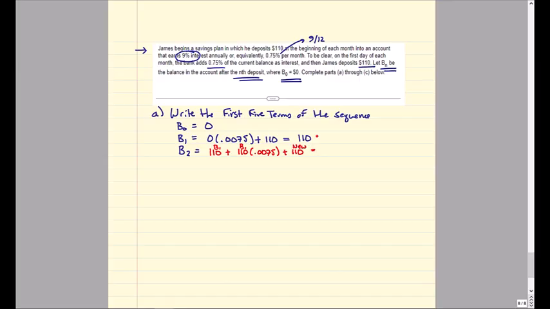So if we plug everything in for that, I get $220, and I get 0.825, but I'm going to round this to the nearest cent because we're using money here, and so I have 220.83.